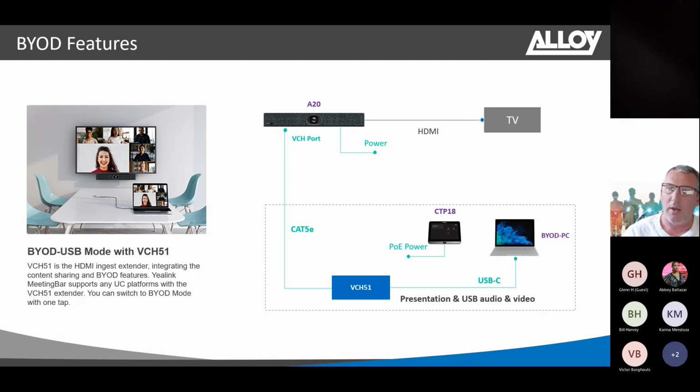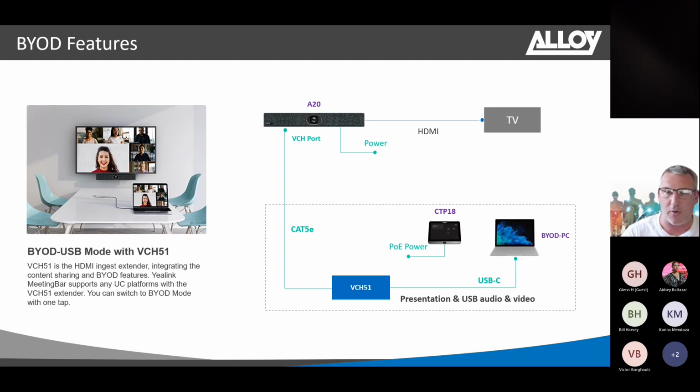So it's a single Ethernet connection from the A20 or A30 to the VCH51 that you would sit at your meeting room table. The user then only needs to connect a single USB-C cable to their PC, depending on the PC that they've got. If their PC does not support USB-C, they can also run a USB-A connection and also a HDMI connection to that PC to share video, but also gain access to the mic, the speaker, and the camera of that unit.